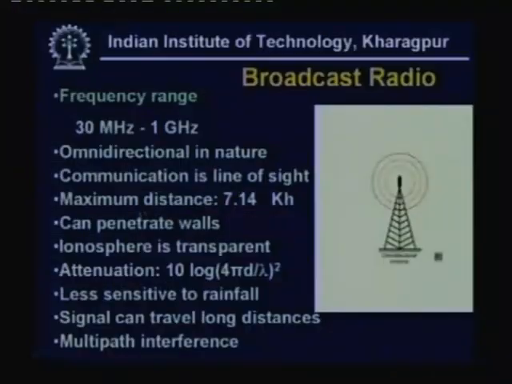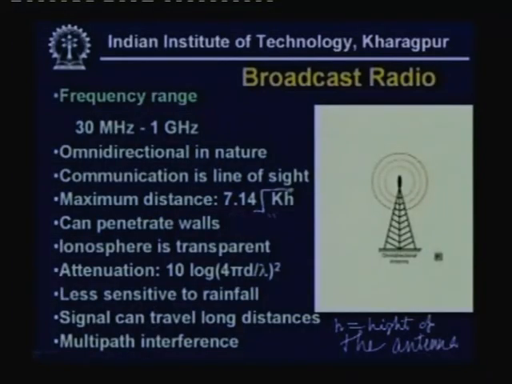is given by this relation, 7.14 root Kh. This is the equation that is used for maximum distance, where h is the height of the antenna, and this K is a correction factor that is equal to 4/3.